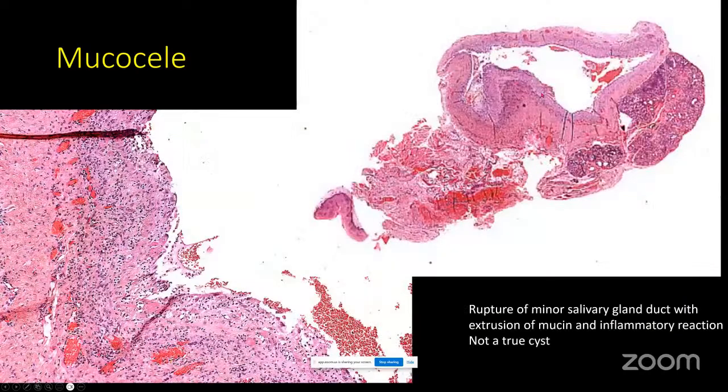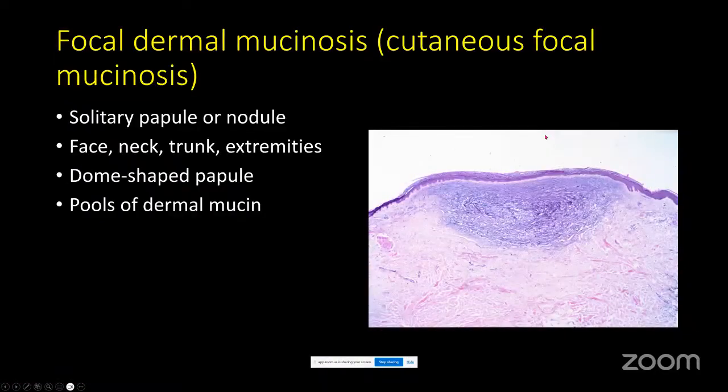So mucocele is a rupture of the minor salivary gland duct, and you have spewing of mucin here, and it sort of goes away, and then you have this granulation tissue-like reaction and granulomatous reaction around it. So pseudocyst as a reaction really to the mucin that's been extruded.